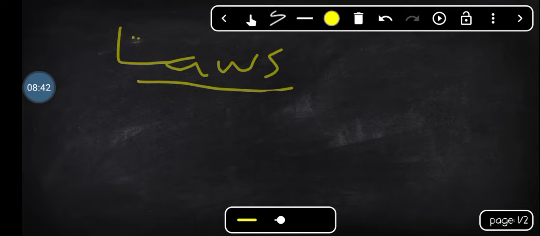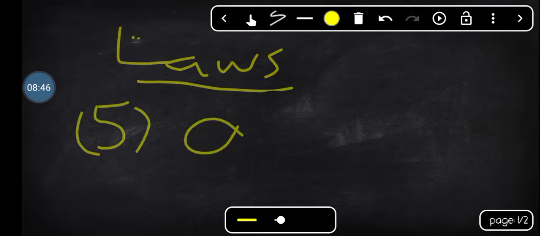So we have number 5. When I'm using a, you can use b, you can use c, but I love to use a. So a raised to power 0. Now notice, any number in the world that is raised to power 0 is going to give you 1.